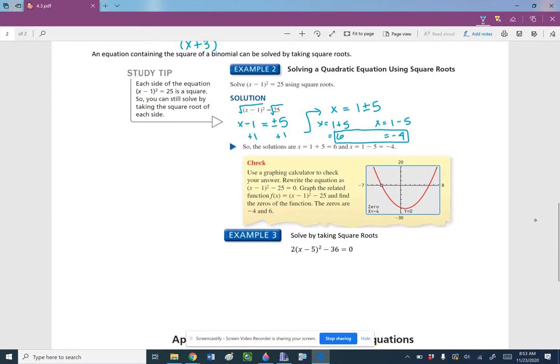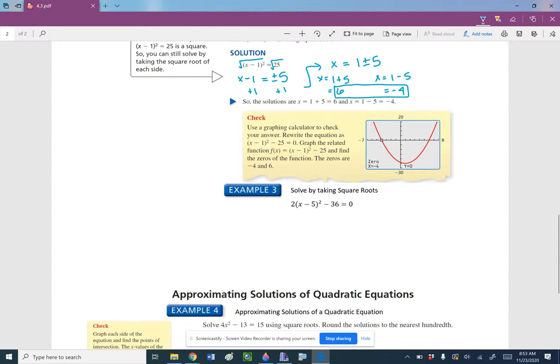All right, now let's look at example number 3. With this one, we have our binomial term squared, right? Our (x - 5) squared. But this time it's not by itself. So remember, our first step when we're solving these is to always get the squared term by itself. Whatever you have that's squared, we want that by itself.